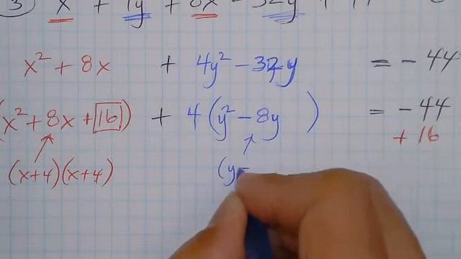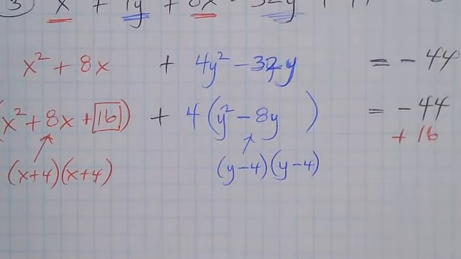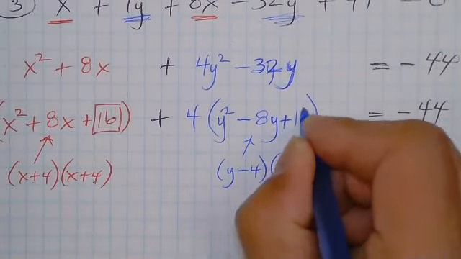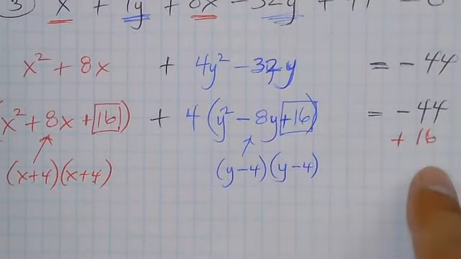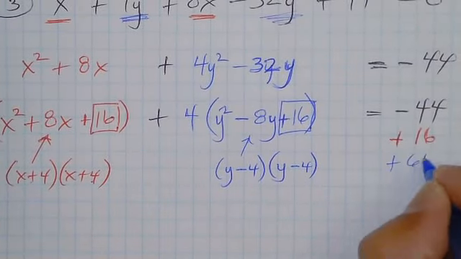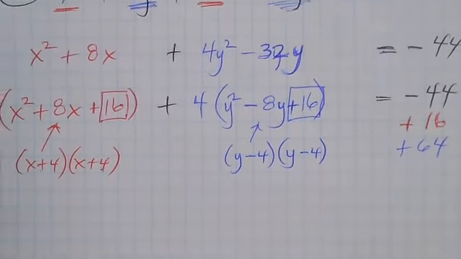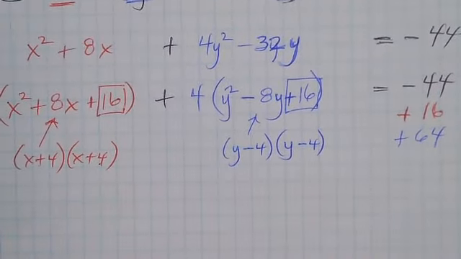Okay. And now here, what's going to happen? Well, something very similar. Half of 8. Oh, this one's negative 8. So that's going to be y minus 4. Y minus 4? Yeah. But it's still 4 times 4. You're still going to add what? 16. But if you add 16 here, what are you going to add over here? Huh? 64, right? 16 times 4. Add 64.